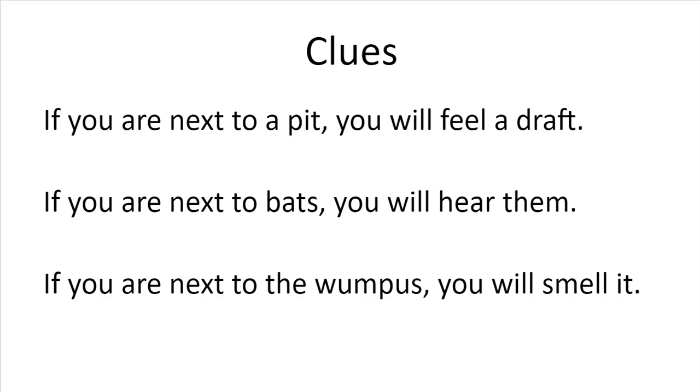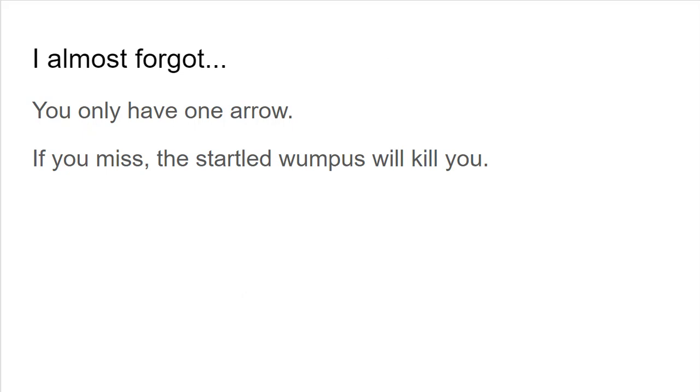So those are the clues that tell us what's around us. What we do is get to the cave next to the Wumpus and fire an arrow into it, and that's how we win the game. So using process of elimination, we can figure out where everything is and find at what cave the Wumpus is and fire an arrow into it. Oh, and don't let me forget to mention that you only have one arrow, and if you miss, the startled Wumpus will kill you. So it's a high stakes game.